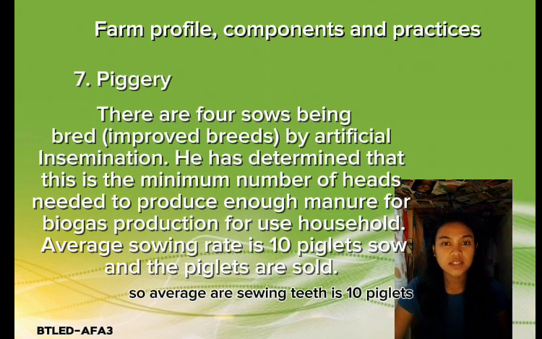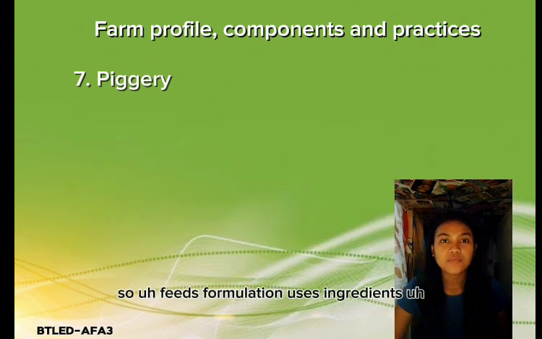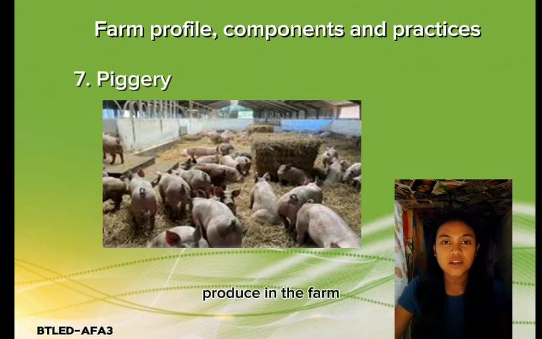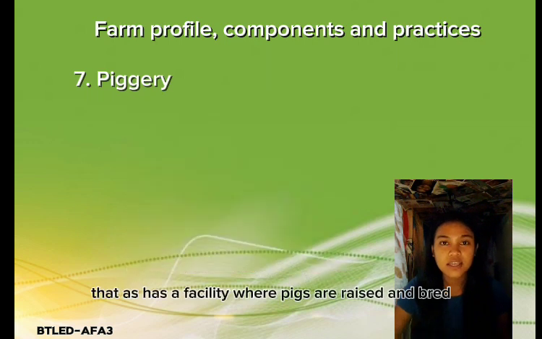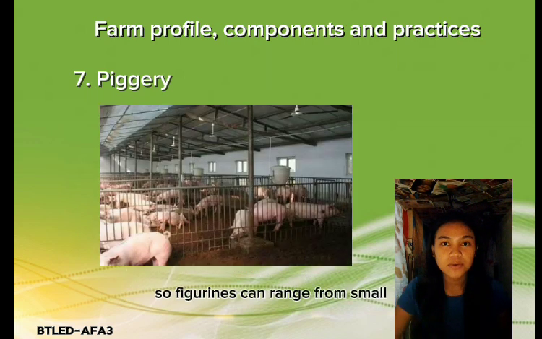The average sow has 10 piglets per litter, and the piglets are sold. Feed formulation uses ingredients produced in the farm. Everyone, when we say a piggery, it is also known as a pig farm or hog farm that has a facility where pigs are raised and bred. Piggeries can range from small family-operated to large commercial operations.